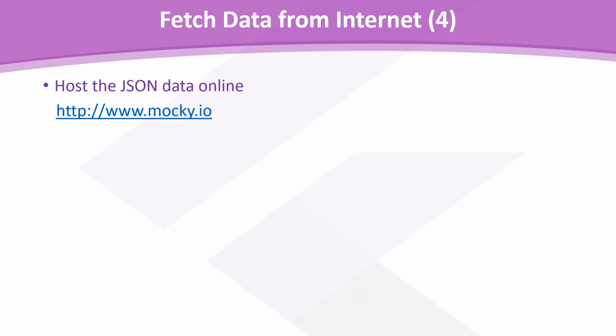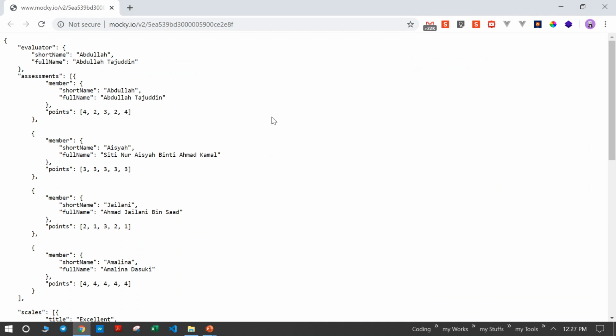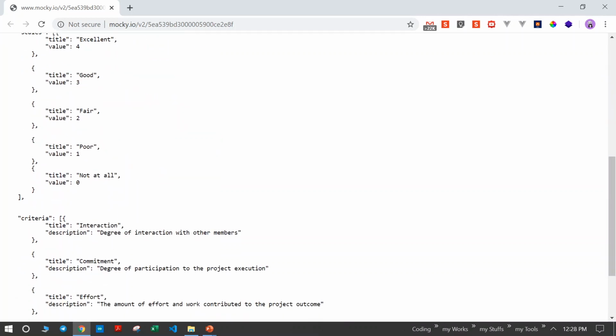I don't think I need to explain this. It's really easy to use this website. You just go here, and intuitively you can know how to proceed from there. However, I already created the demo file, and I already posted it on this website. The data is something like this. I click here. This is the data that I manually created and hosted on Moki.io. As I mentioned just now, we put everything into a single JSON file. It consists of evaluator, assessments, scales, and criteria.